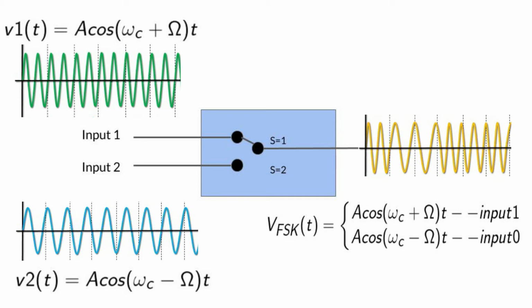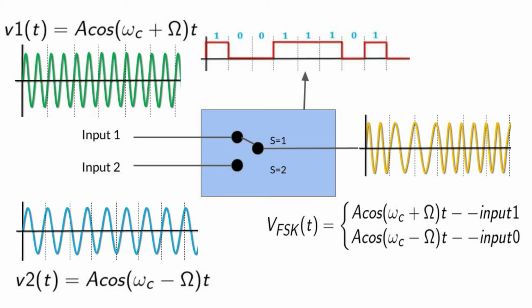When the input bit is logic 1, the switch connects input 1 to the output, thus giving a high frequency carrier signal V1(t) during the bit time slot. When the input bit is 0, the switch connects input 2 to the output, thus giving a low frequency carrier V2(t) at the output during the 0 bit time slot. Thus, the multiplexer output is a binary frequency shift keying (BFSK) signal.